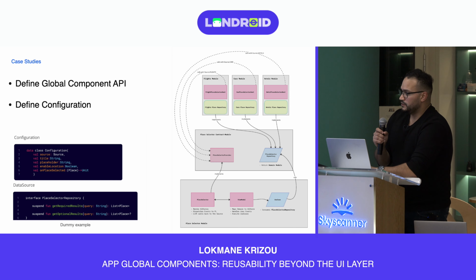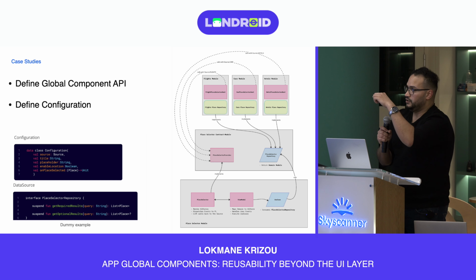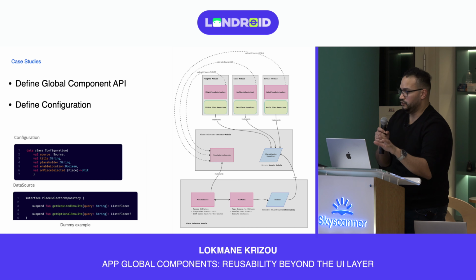presentation. So after you have the API defined, you would also define this provider, which just returns the UI and also passes the configuration to our implementation or to our place selector global component module. And the configuration is just a simple data model that contains all the things that you need to configure. One of them is the source, which is just an indicator or an enum class that indicates which screen we are running on. And you can use that later on for other needs if you want.